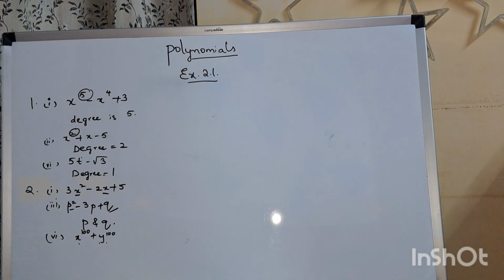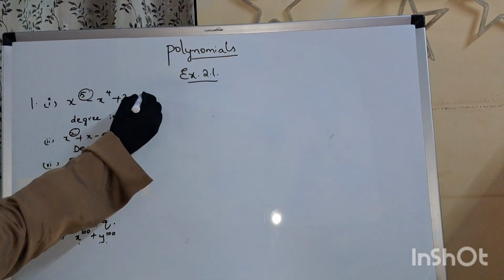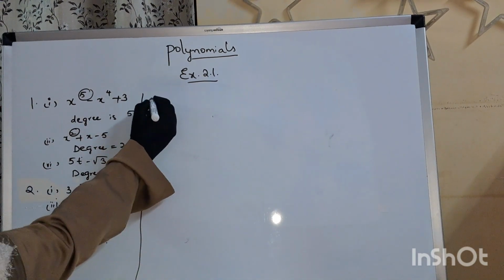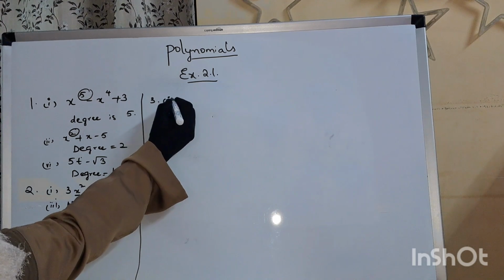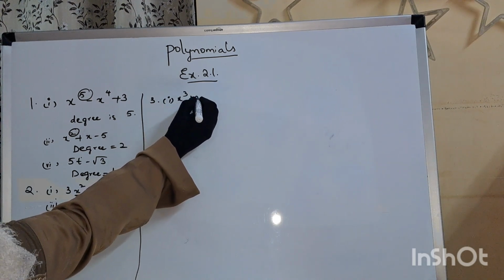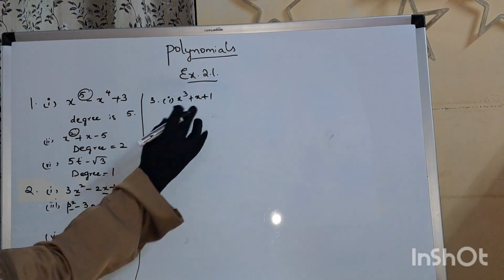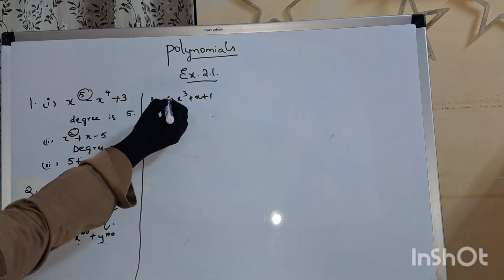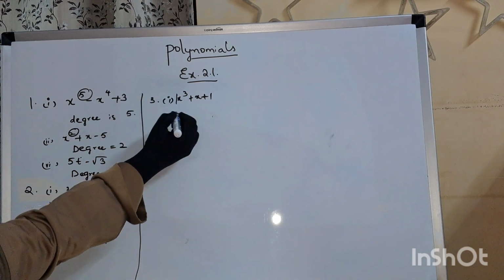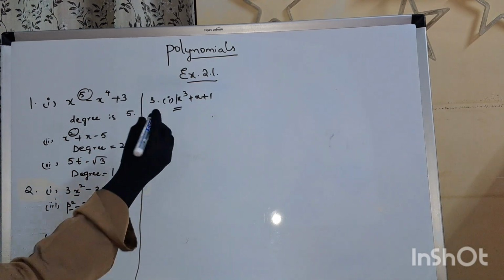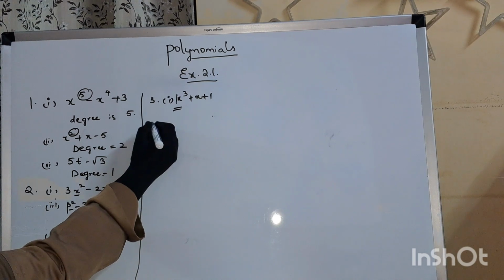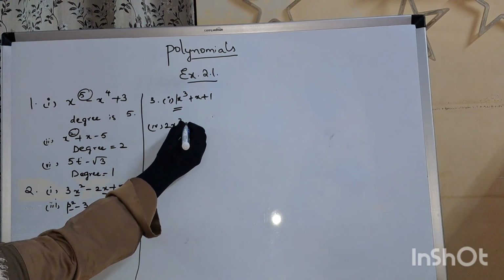Question number 3. Write the coefficient of x cube in the following equation, right? So here in the third question, your first one is x cube plus x plus 1. You have to write the coefficient of x cube. Is anything there with x here? Nothing. So the coefficient is 1. Next, let us take another example, 2x cube plus 5.